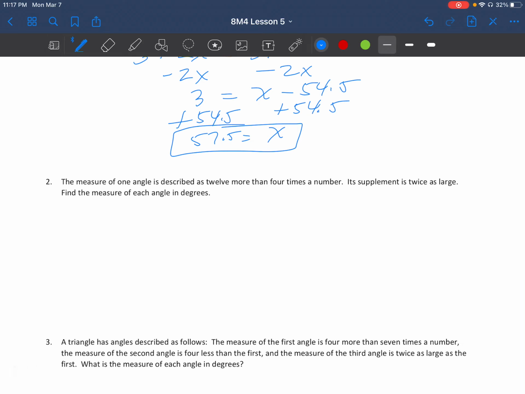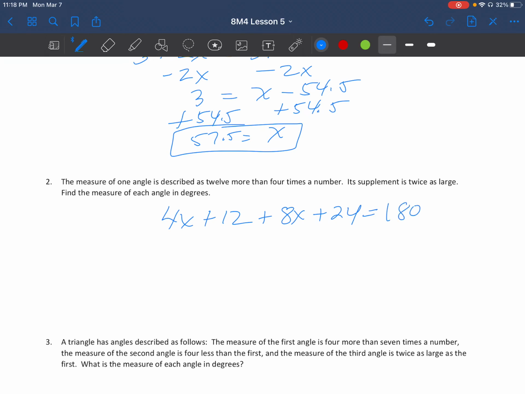Let's look at number 2. The measure of one angle is described as 12 more than 4 times the number. So 4 times the number plus 12. Its supplement is twice as large. Okay, so twice as large as 4x would be plus 8x. Find the measure of the angle.